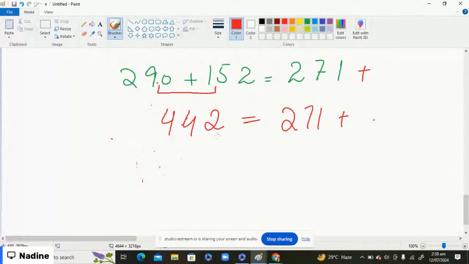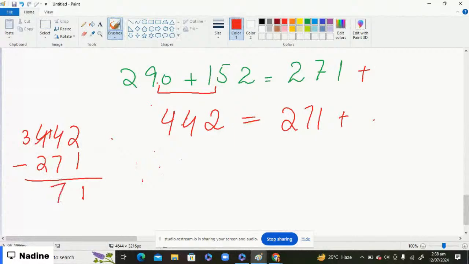Okay, you are subtracting 442 out of that other number, 271. Let's check. 2 minus 1 is 1. 4 out of 7 is possible? No, we're taking a carry from 4. 4 becomes 3 and this 4 becomes 14. 14 minus 7 is 7 and 3 minus 2 is 1.